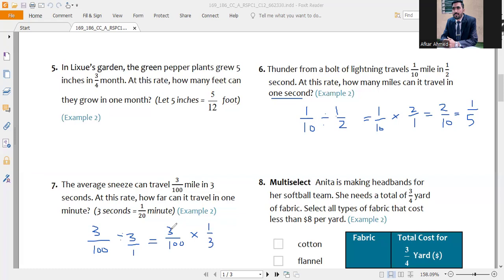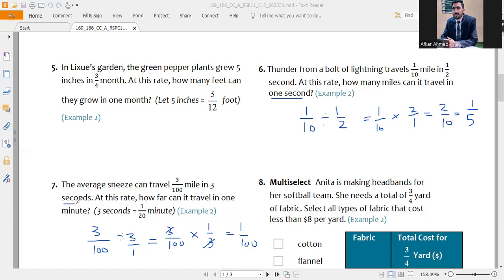No, because the up and down number 3 is the same, so I can cancel them. Because this is multiplication, I can cancel, so I'm just left with 1 over 100. So it means in 1 second, because he's asking for second, it travels how many miles? 1 over 100 per second.